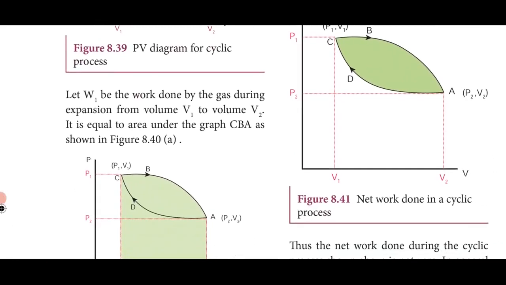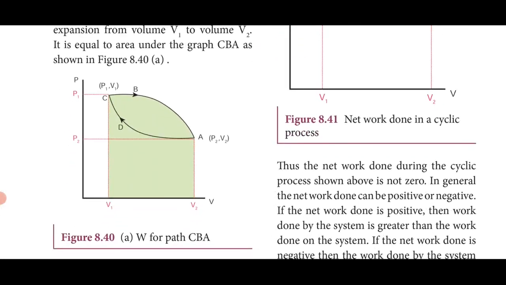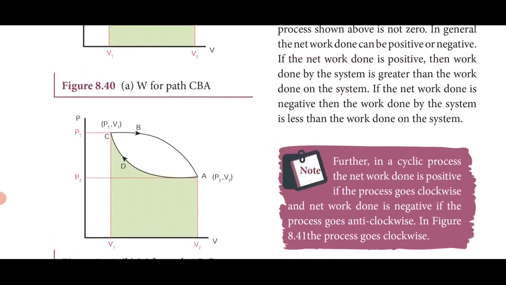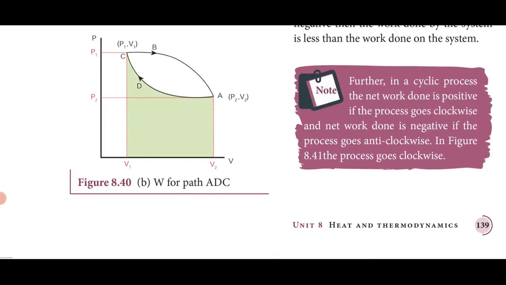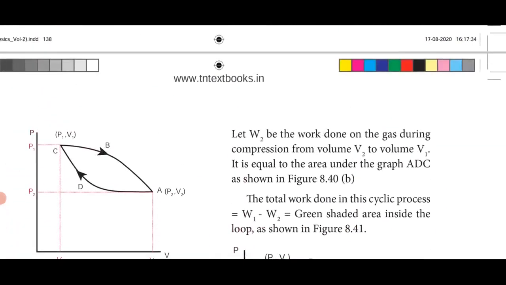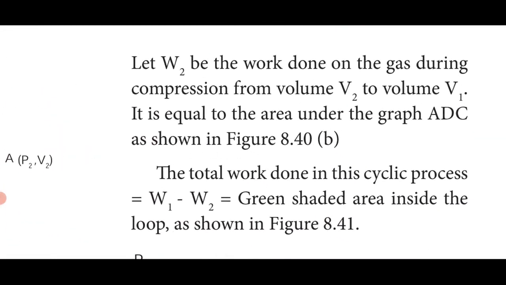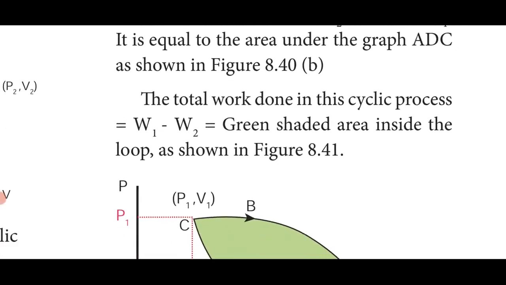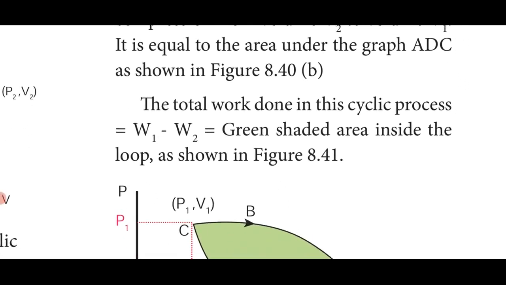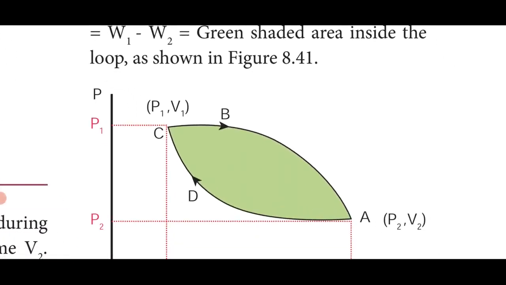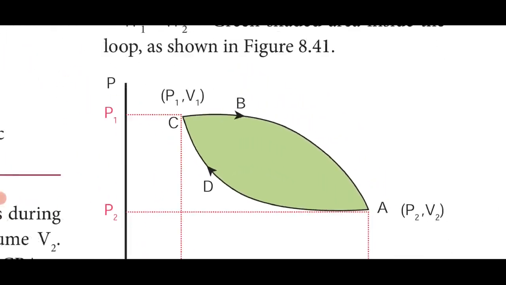The work done by the gas during the expansion, from volume V1 to volume V2, that is the change in volume, is equal to the area under the curve, that is CBA. The next one is given as ADC. Next, the work done on the gas during the compression, from volume V2 to V1, is also the change in volume, with the area equal to ADC. Work done is W1 minus W2, that is the green shaded area is the work done for this PV diagram.